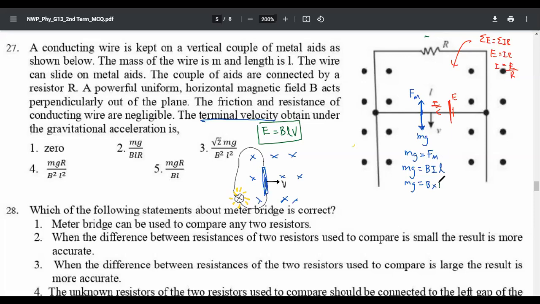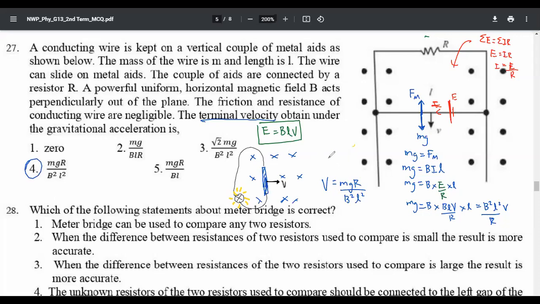So instead of I we will substitute E over R, into L is there in the answer. So mg equals B into, for E, the induced electromotive force, you can substitute BLV over R, into L. That will be equal to B squared L squared V over R. Finally, what are we supposed to find out? V. So V is equal to mgR divided by B squared L squared. What is the answer? Fourth one is the answer.